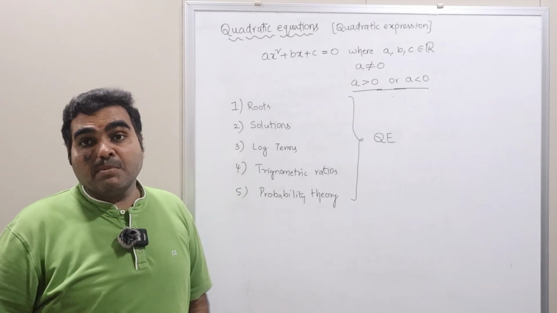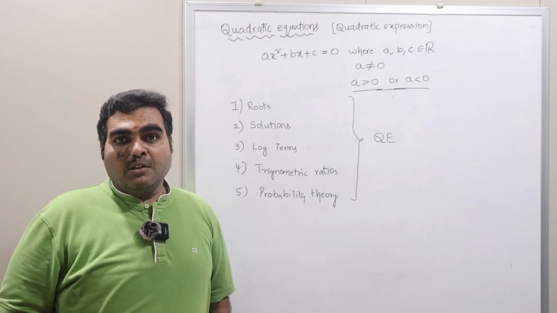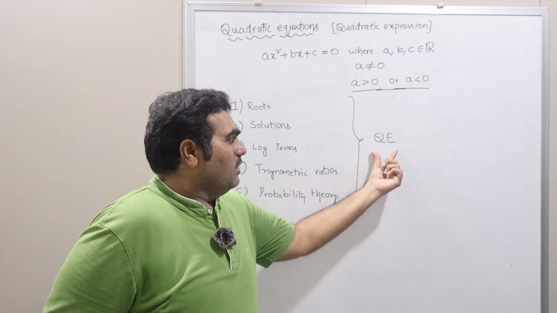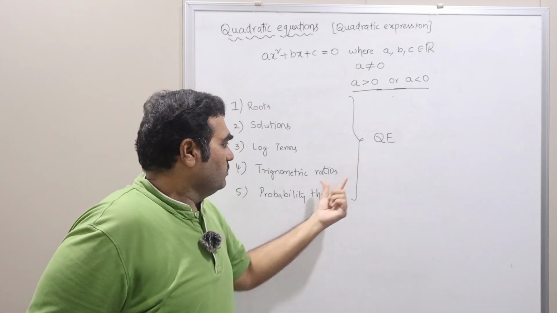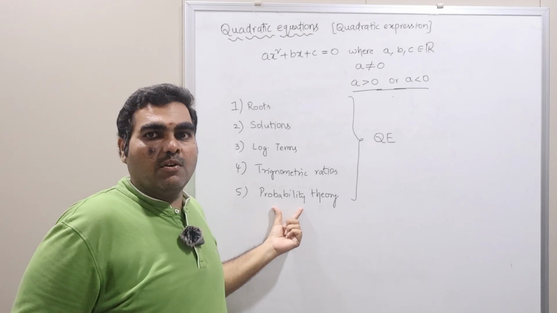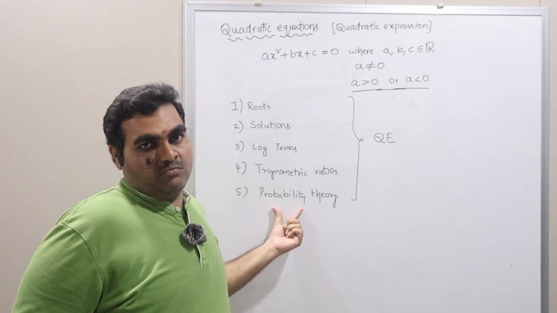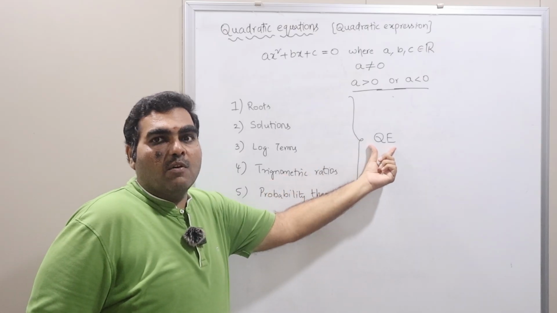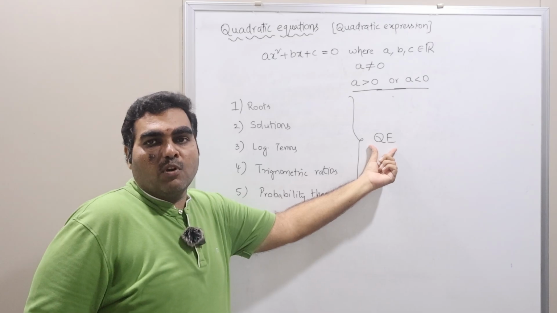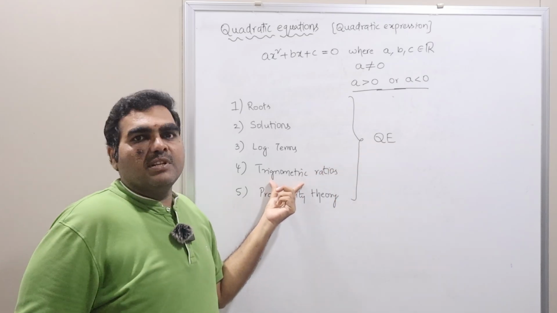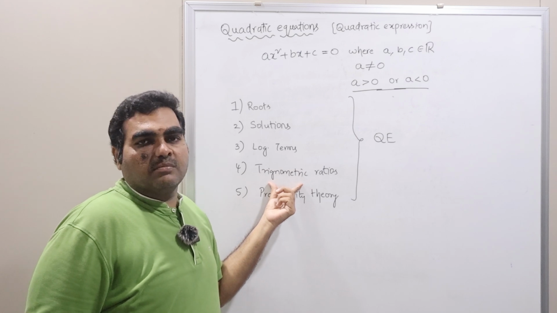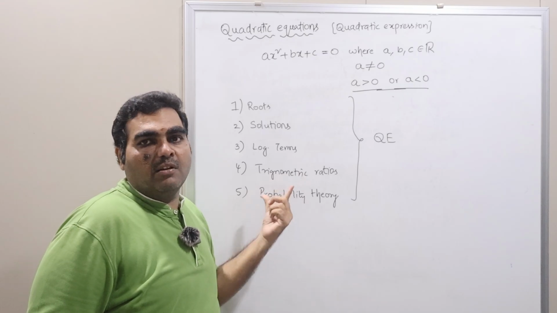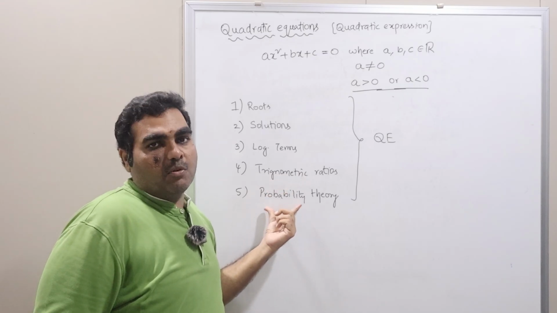So the question papers are framed in such a way that you should never miss any topic, right? That means if you don't know quadratic equation, and the question is on probability theory, gone, you cannot answer that question. Similarly, if you don't know how to apply the concepts of quadratic equations, even if the question is on trigonometric ratio, you cannot answer, right? So you should be perfect in all the aspects, in all the topics.